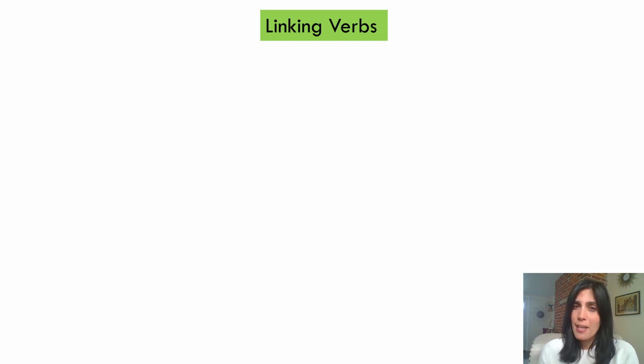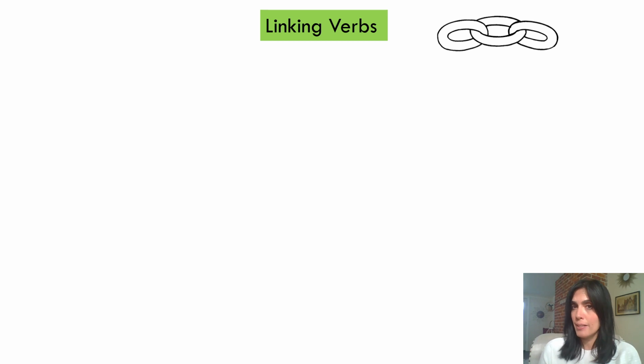Now that we learned about verbs that show action, we will learn about some verbs that don't show action. These are called linking verbs. They show what a person or thing is or is like. They are called linking verbs because they link or connect the person or thing the sentence is about to the other words that give more detail.